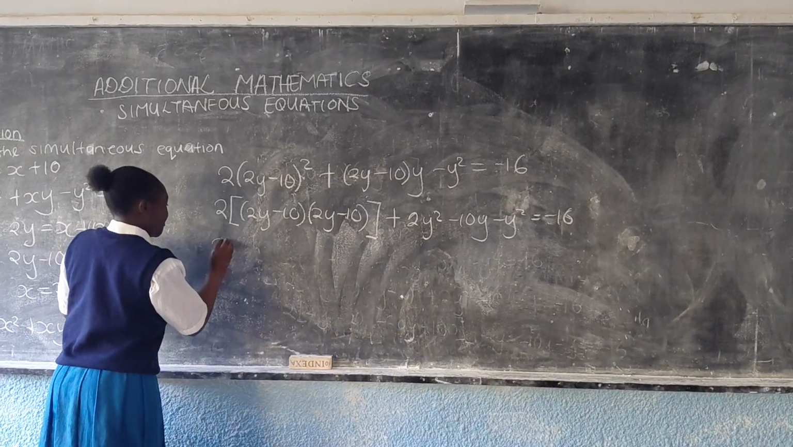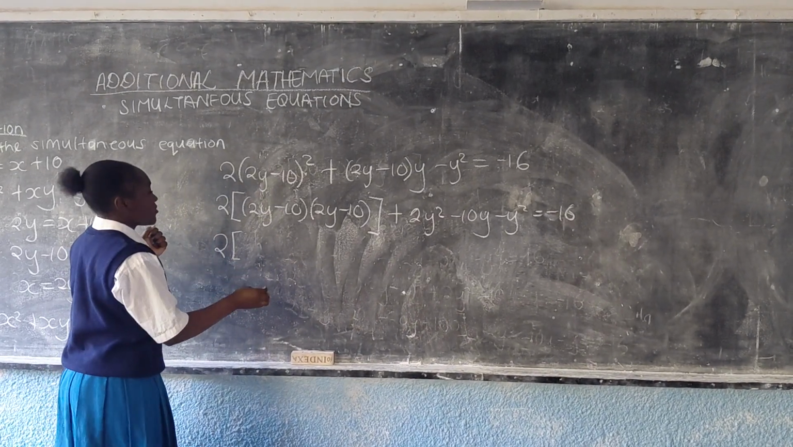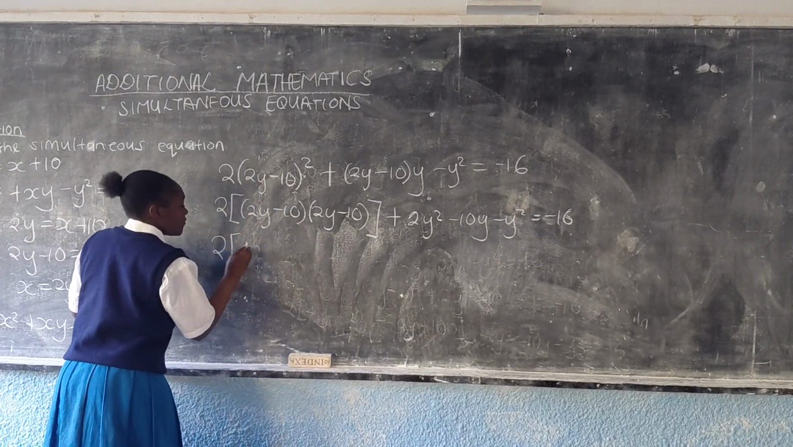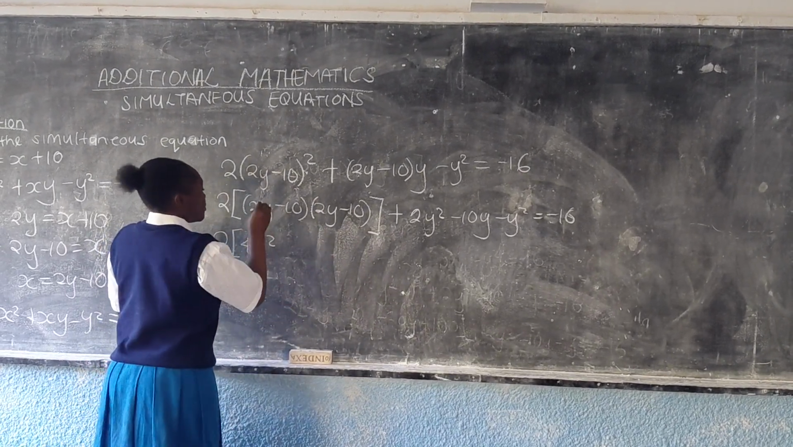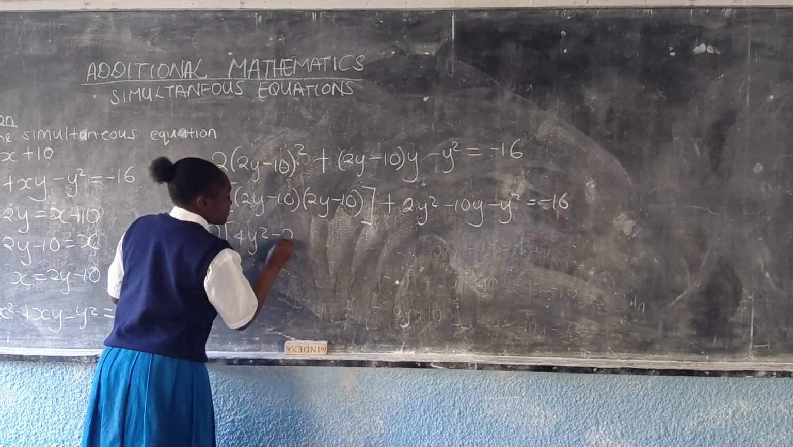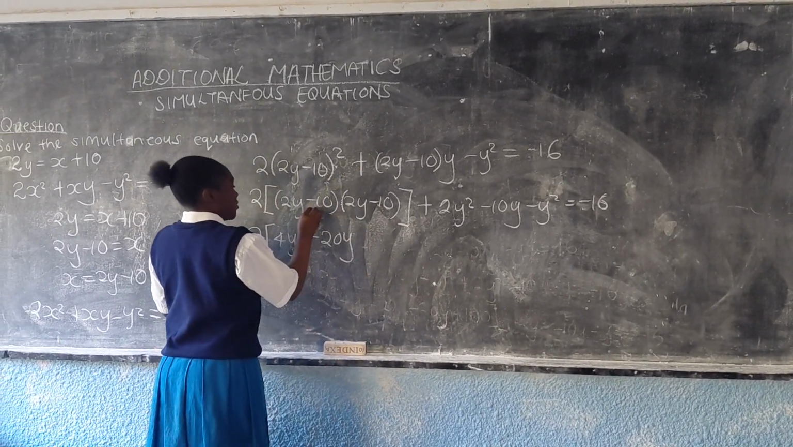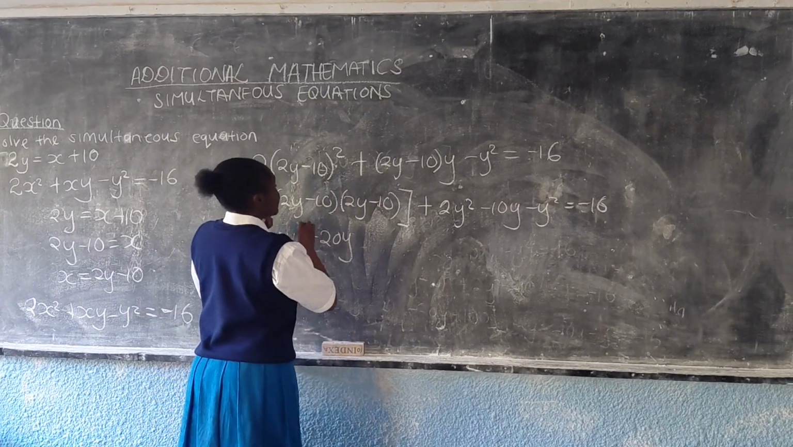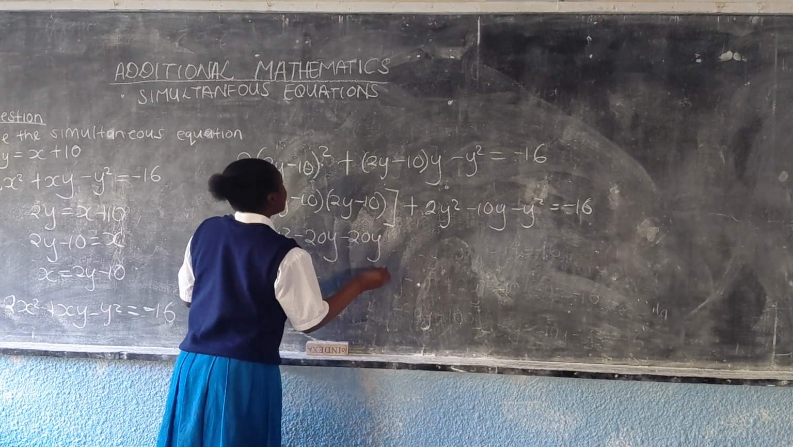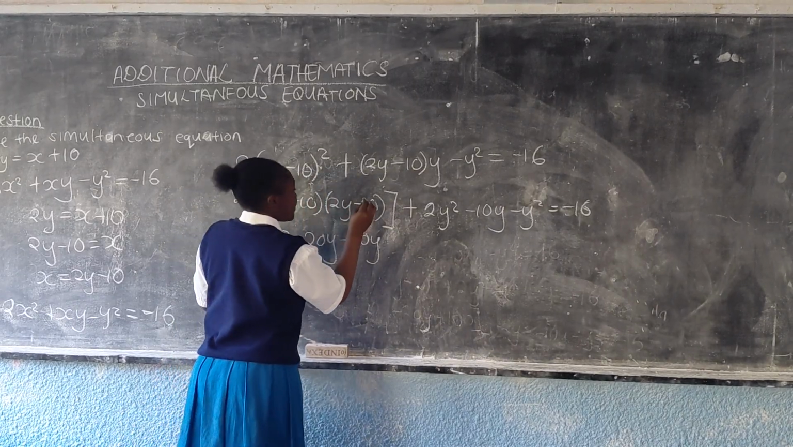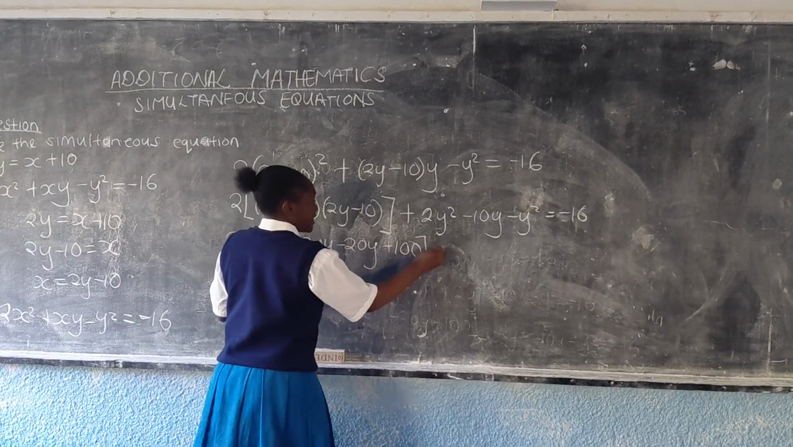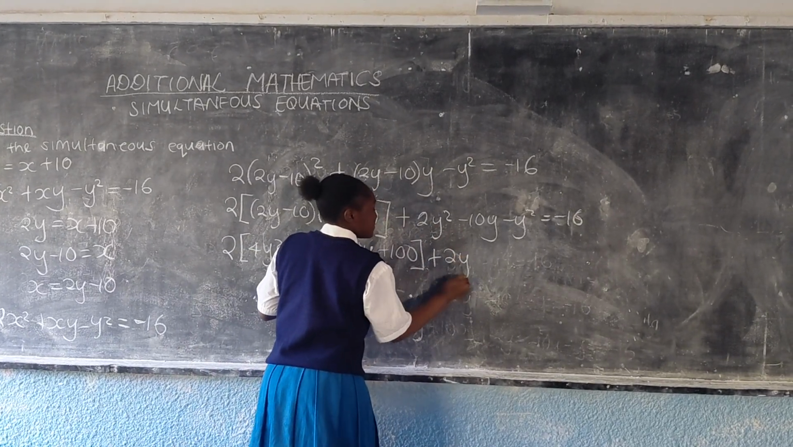Now, we'll bring back the 2 and the brackets. Then we'll do 2y multiplied by 2y and it will give us 4y². We'll do 2y multiplied by negative 10 and it will give us negative 20y. We'll take negative 10 multiplied by 2y, which will give us negative 20y again. And negative 10 multiplied by negative 10 will give us positive 100. Then we'll close the brackets.